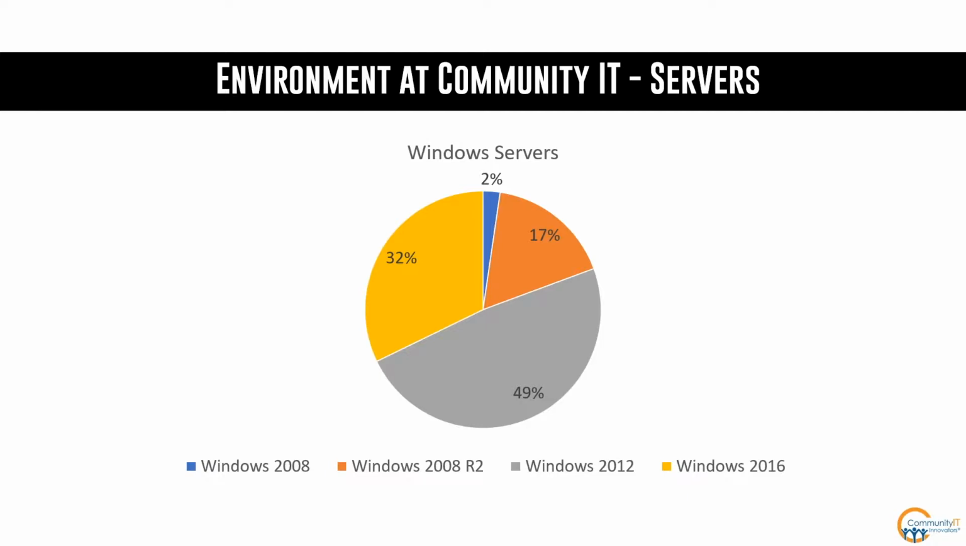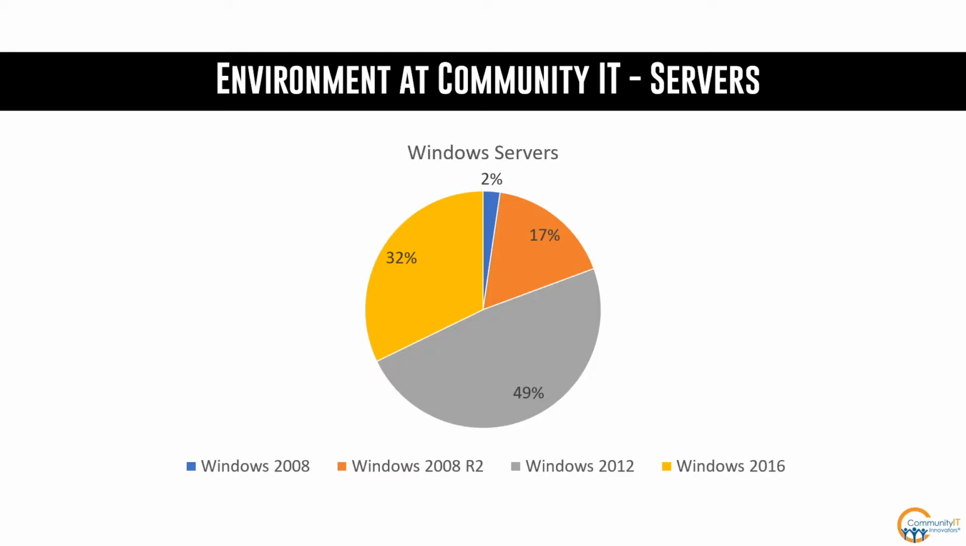Community IT manages about 4,500 endpoints, and the predominant number are servers or workstations. This represents, in percentages, the distribution of servers we have here at Community IT. The largest number, about 49%, are running Server 2012. About 33%, the yellow, are running Windows 2016. And about 19% are still running Windows 2008 or Windows 2008 R2. So we've still got a fairly big chunk of servers that we need to plan to offboard or migrate in the next 6 months or so.